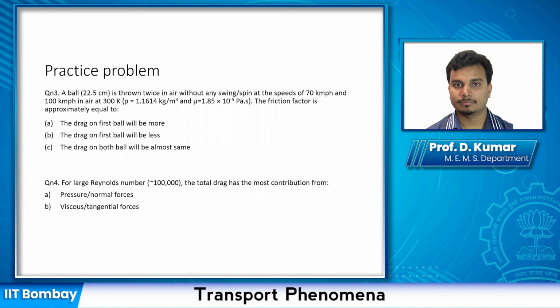With that, let us do some simple problem. So let's say a seamless ball, for simplicity in this case, is thrown twice in air without any swing or spin at two speeds. The properties are given. Let us see which of these statements will be true: the drag on the first ball will be more, the drag on the first ball will be less, or both will be the same.